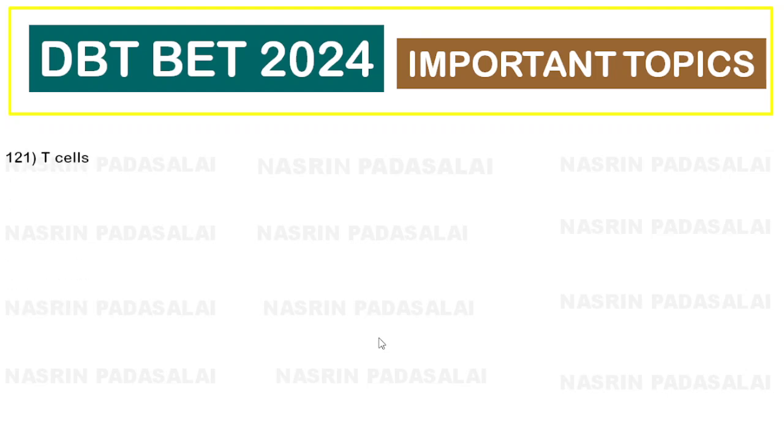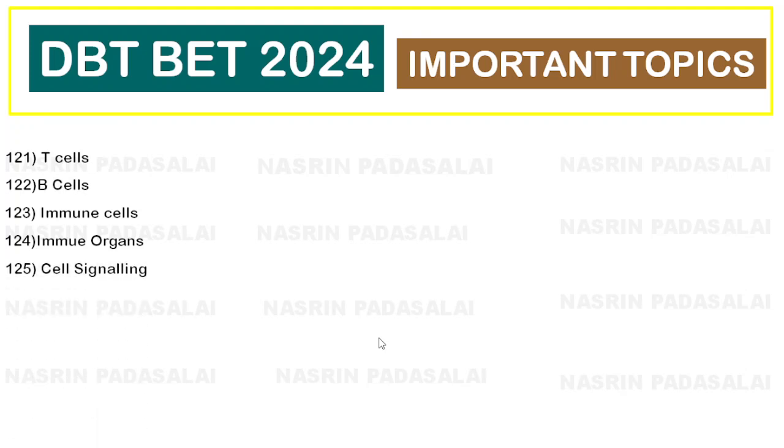Next is immunology. Again, immunology: biology of T cells, biology of B cells. Next, try to read about immune cells like professional antigen presenting cells and non-professional antigen presenting cells. So immune cells and immune organs are highly important. Next is cell signaling. It is a broad subject, but you can expect 2 questions from cell signaling. Just read about cell signaling. When it comes to cell signaling, you can go for Alberts' cell biology book.